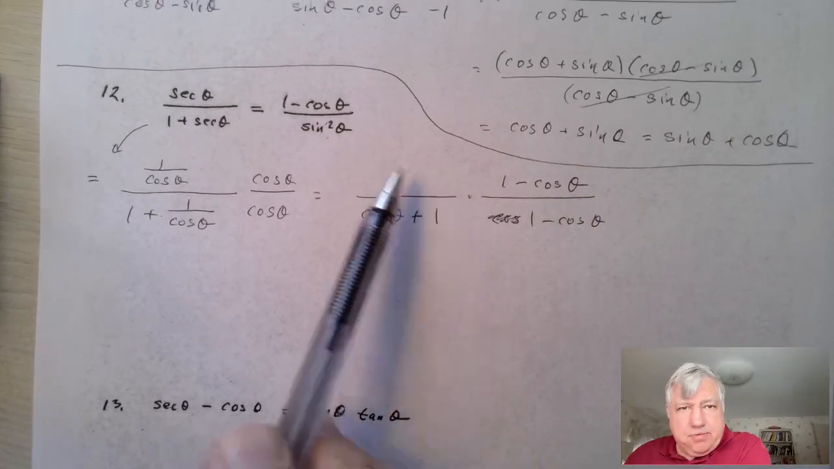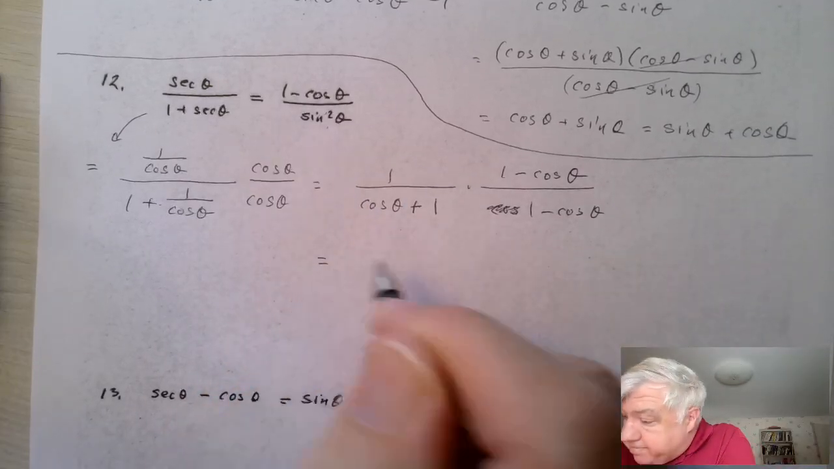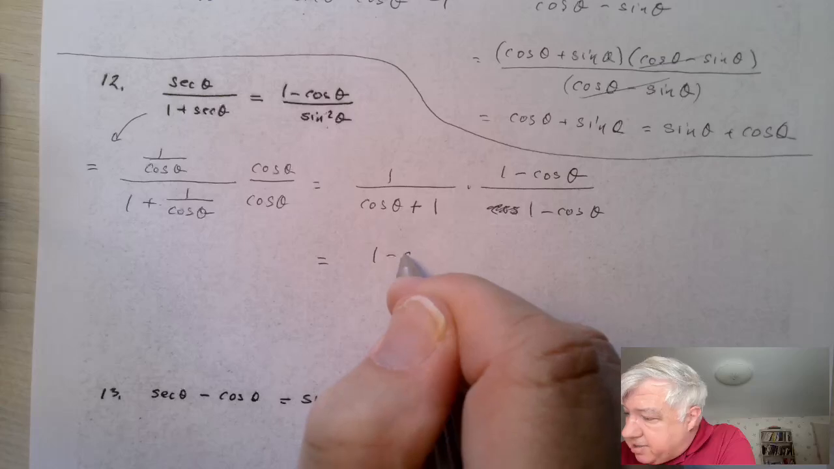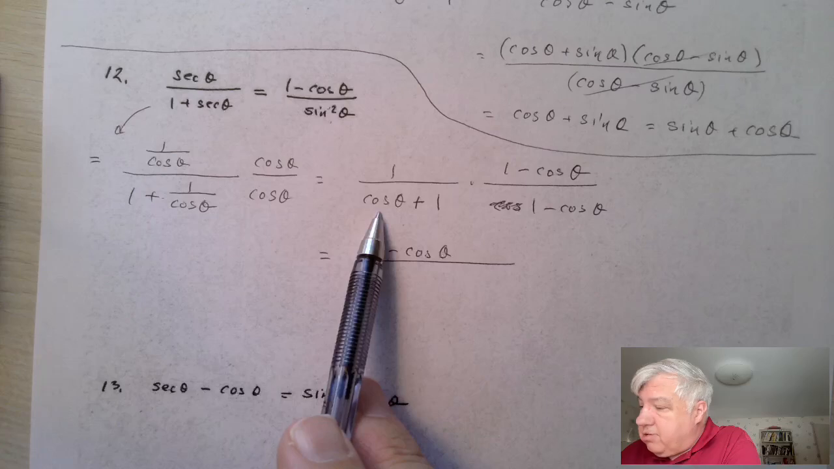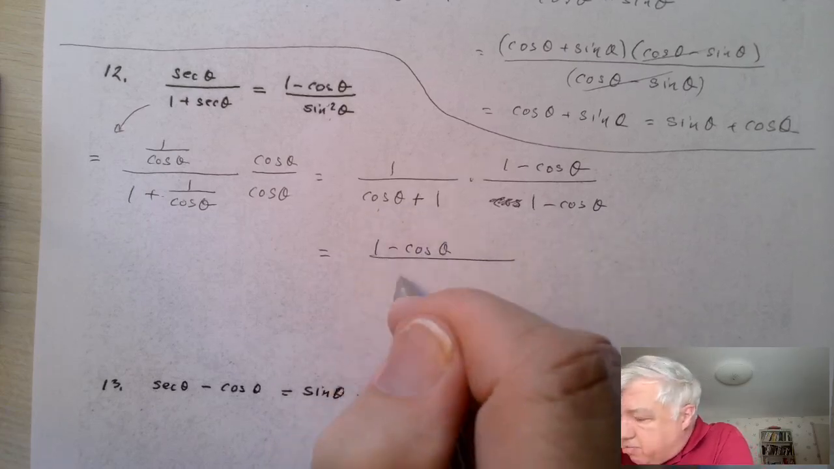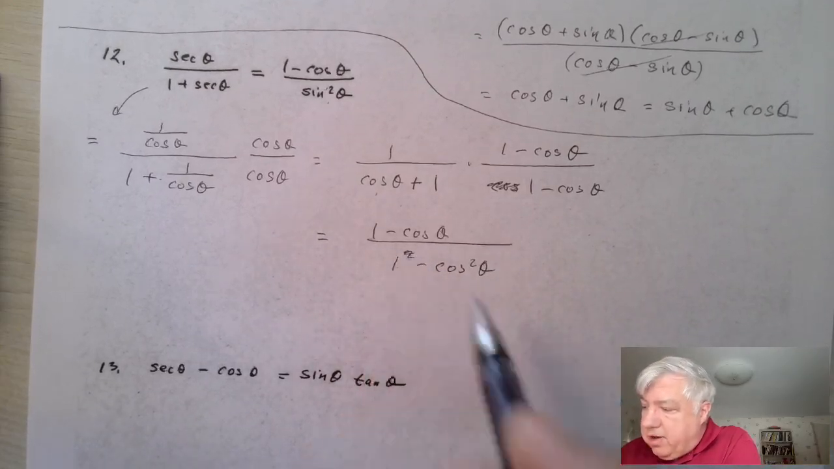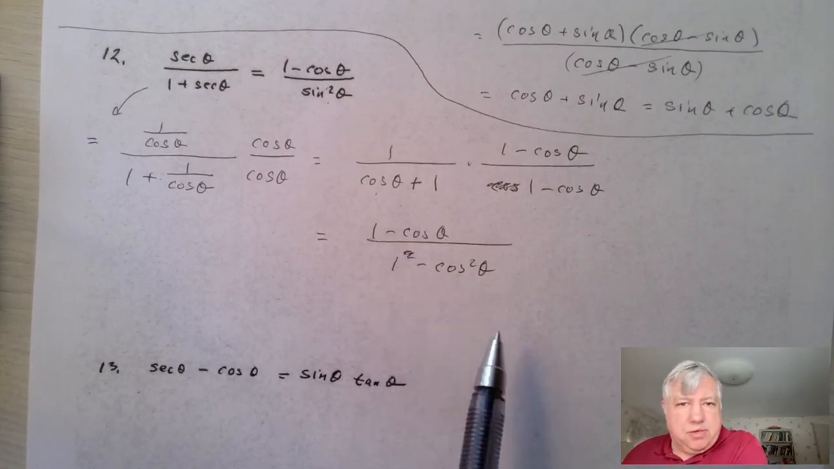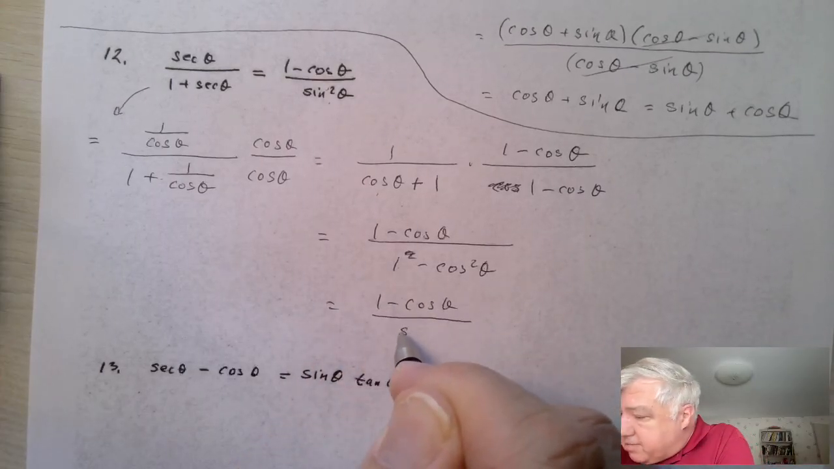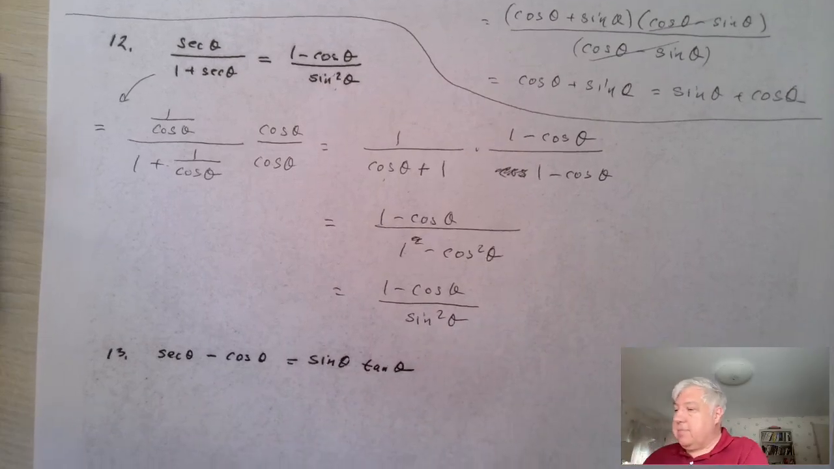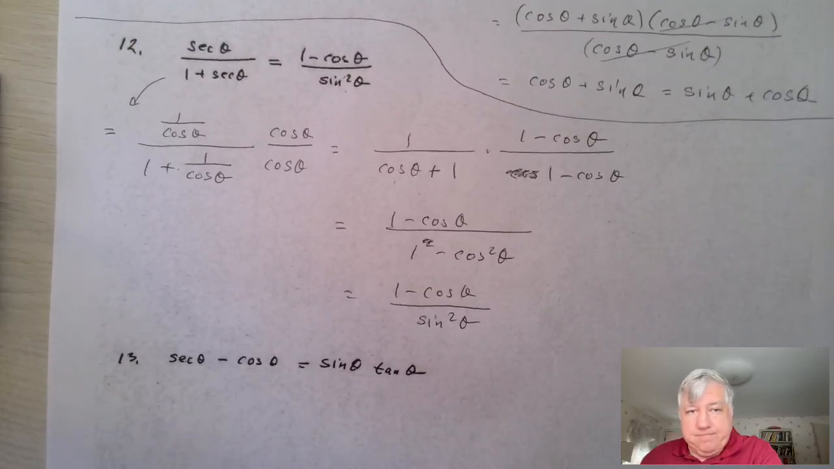And we do that because, first of all, we want 1 minus cosine theta up here. And then if we do that, we have 1 times this, that's just 1 minus cosine theta. And then this will be 1 plus cosine theta times 1 minus cosine theta, that's 1 squared minus cosine squared theta. Okay, 1 squared of course is 1, and 1 minus cosine squared is sine squared. So this is 1 minus cosine theta over sine squared of theta. Okay. So it looks like that's how we do that.